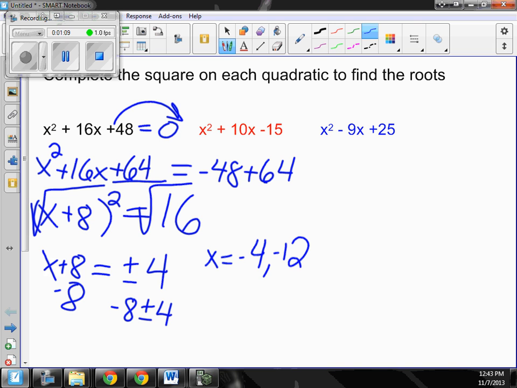Could I have factored this one? The answers are whole numbers, so yes, it would have factored.